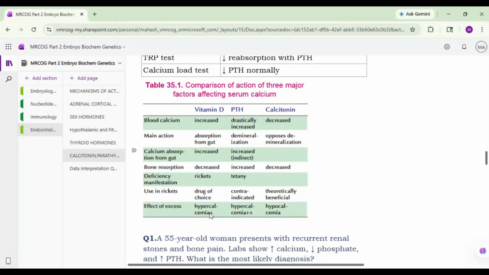Then effect of excess, there will be hypercalcemia. Here also there will be hypercalcemia, and here there will be hypocalcemia. So these are the hormones which are controlling the calcium. So that finishes this particular topic.